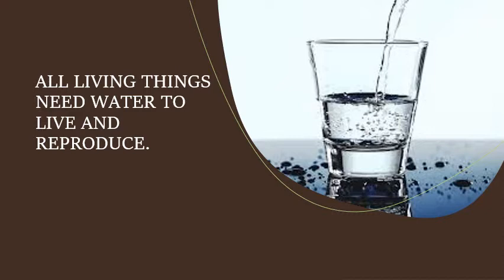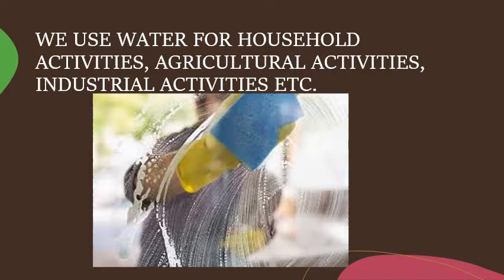Then we use water for household activities, agricultural activities, industrial activities, etc. Water is not only for drinking. We need it for cleaning our houses and cooking, and for many activities we do at home. Then agricultural activities. Plants grow well when there is good water quality, isn't it? When you give proper water to them at the right time, they will grow well. That shows that water is important to plants and agricultural activities.